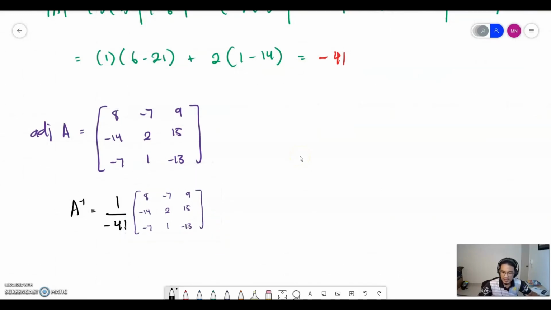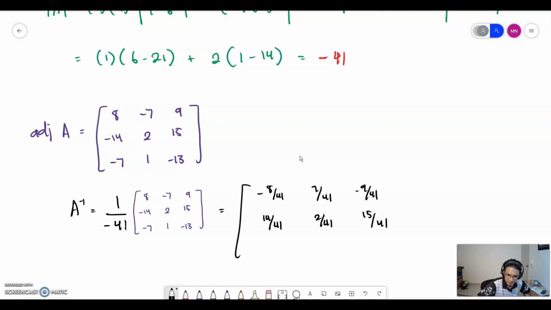So the answer for inverse of A will be -8 over 41, 7 over 41, -9 over 41, 14 over 41, 2 over 41, 7 over 41, -1 over 41, and 13 over 41. So this is the answer for inverse.